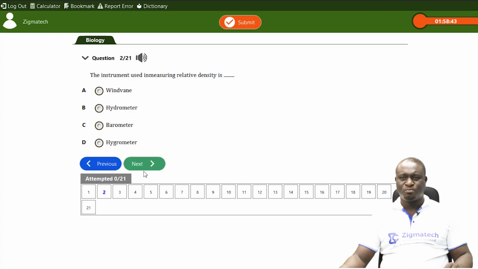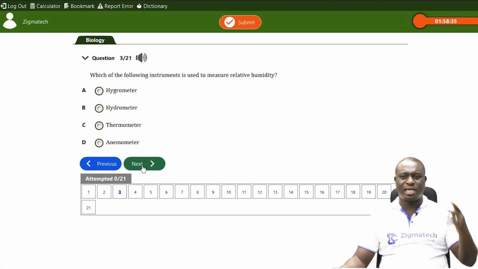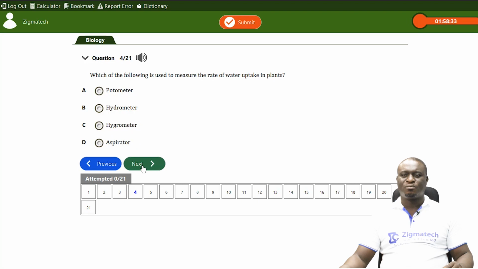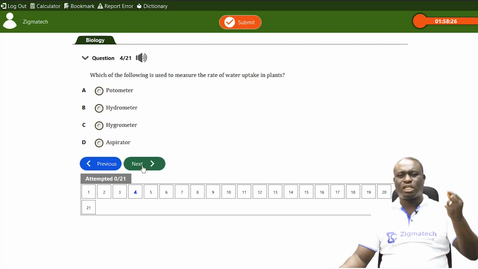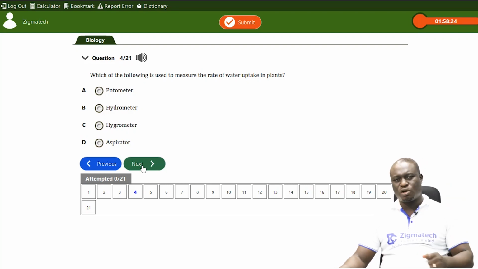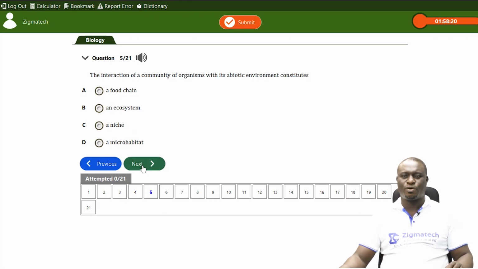the wind. All right. Next is which of the following instrument is used to measure relative humidity? Okay. Now you can see that the correct answer here is A, hygrometer. Now, which of the following is also used to measure the rate of water uptake in plants? Rate of water uptake in plants, and that is also one of the instruments, and it is called potometer. Option A is the correct answer.